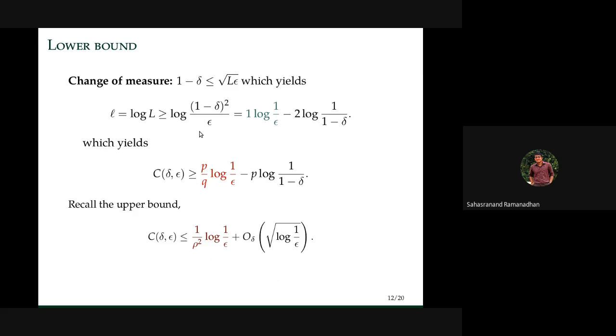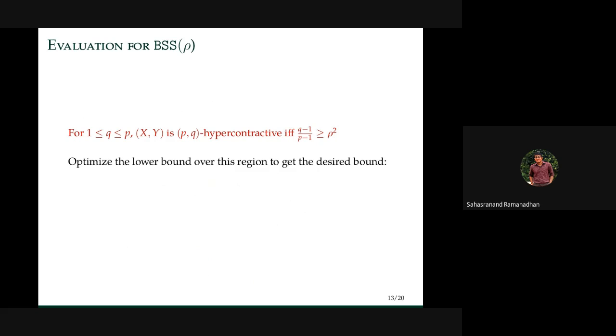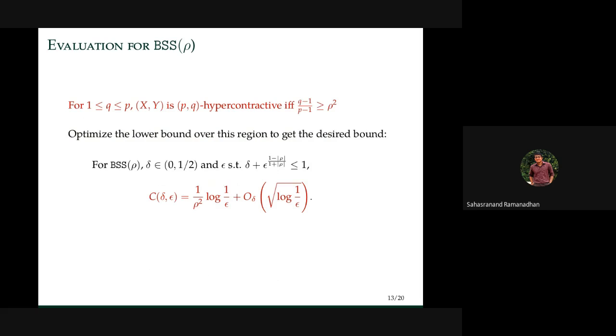Luckily for our binary symmetric source, xy is pq hypercontractive if (q minus 1) by (p minus 1) is greater than or equal to rho square. Rather, the region where xy is pq hypercontractive is characterized by rho square itself. So we can reparameterize p and q in terms of rho square and optimize the lower bound, and we get exactly what we wanted, which is 1 by rho square log 1 over epsilon. So this matches the upper bound, so its dependence on epsilon.